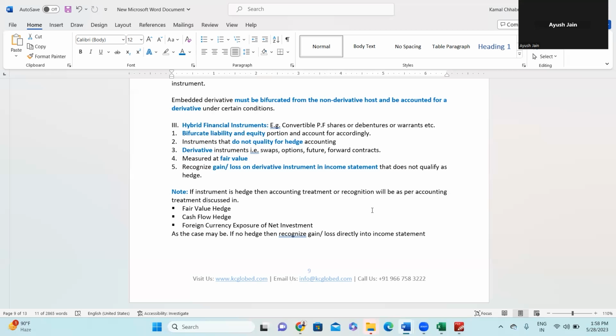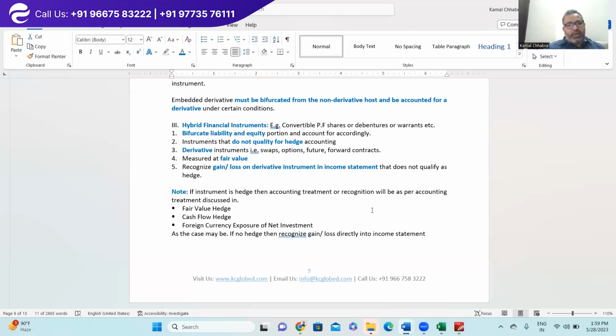Last one is hybrid financial instruments: convertible preference share, debenture, warrant; bifurcate the liability and equity. Instruments that do not qualify for hedge accounting need to be bifurcated separately and do the accounting treatment accordingly. For derivative instruments, you need to identify what is swap, option, future, forward contract in that and do the treatment accordingly. Then measure the fair value for the respective instrument. And last one is to recognize the gain and loss on derivative instruments that do not qualify for hedge in the income statement. If there is any derivative and you are not doing hedging of that, any gain and loss on that needs to be recognized in the income statement directly.